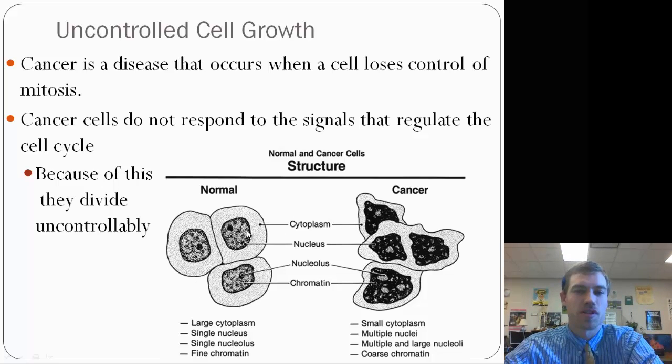Just some characteristics of normal and cancer cells. Normal cells tend to be a little bit more symmetrical, or more circular in shape, very clean looking, whereas your cancer cells are typically a little bit abnormal. They can sometimes have multiple nuclei inside. You have lots of nucleoli, as well as the chromatin is going to look very coarse and very much darker as opposed to your normal cells.